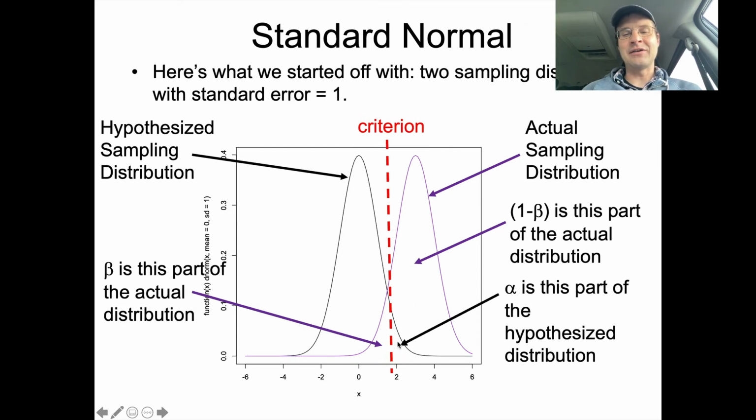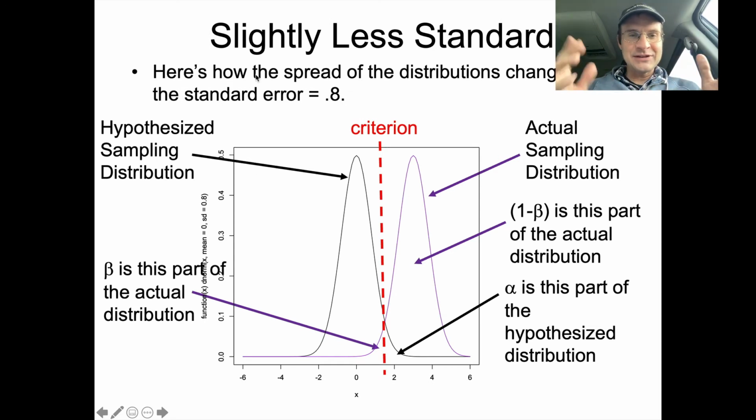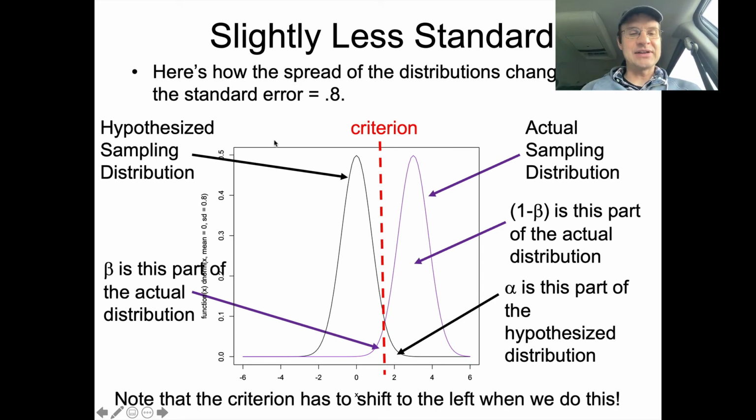And in fact, this is a subtle point, but to make sure that there's still about 0.05 or 5% of this hypothesized distribution on the right-hand side of the criterion, when I make the standard errors smaller here, I've got to move this red line over a little bit to the left. If I kept it where it was, there would be hardly anything over there. There would be less than 0.05, but like I said, we're trying to keep alpha constant. So that's one of the things that happens, is that this criterion is going to shift over to the left, and therefore more of the purple distribution will be over on the right-hand side, right?